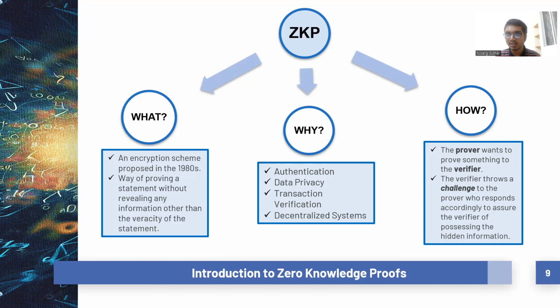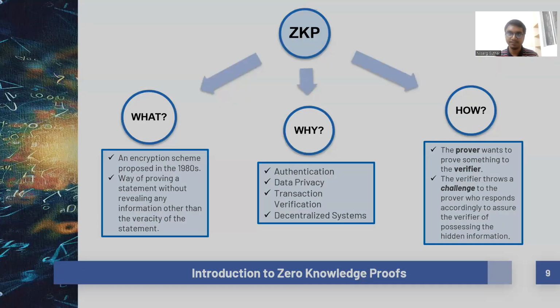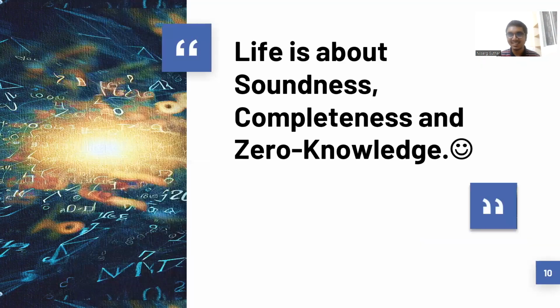So how do these zero knowledge proofs work? If the prover wants to prove something to a verifier, the verifier throws a challenge to the prover, and the prover has to respond to the verifier, and then the verifier decides whether the response was actually coming from a prover who claims to know the knowledge. Okay. So this way, the prover verifies the hidden information that he has without actually revealing the information. So it is all about soundness, completeness, and zero knowledge.